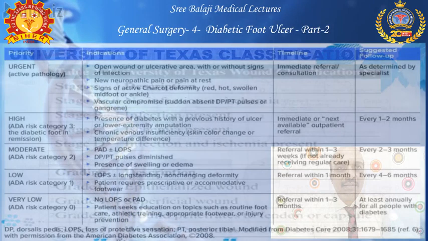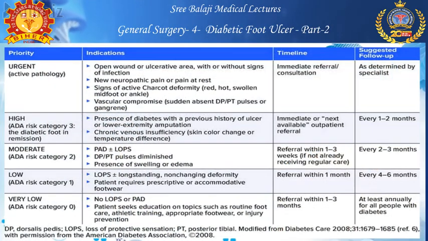Management of the diabetic foot ulcer. Any patient who needs urgent treatment, and those at high risk, moderate risk, low risk, and very low risk, has to be categorized based on the American Diabetes Association criteria. Urgent treatment: any patient who has an open wound or ulcer with or without signs of infection, new neuropathic pain or pain at rest, severe Charcot's deformity, red swollen midfoot or ankle, or vascular compromise. The patient has to be referred immediately to a center where diabetic foot is managed.